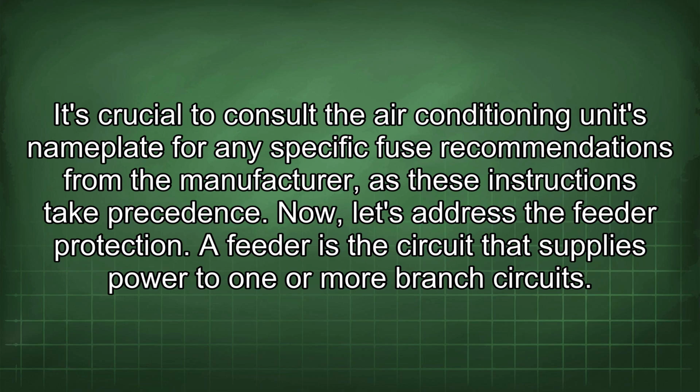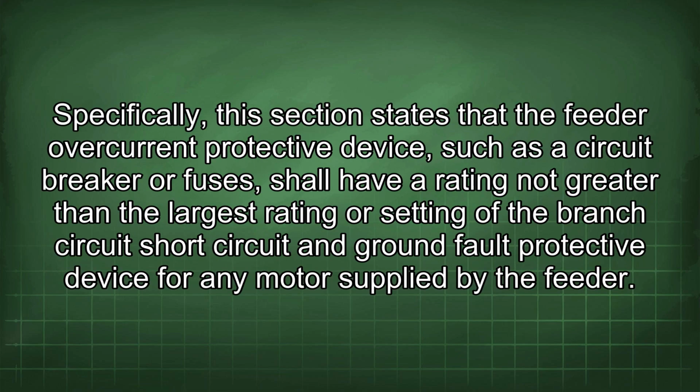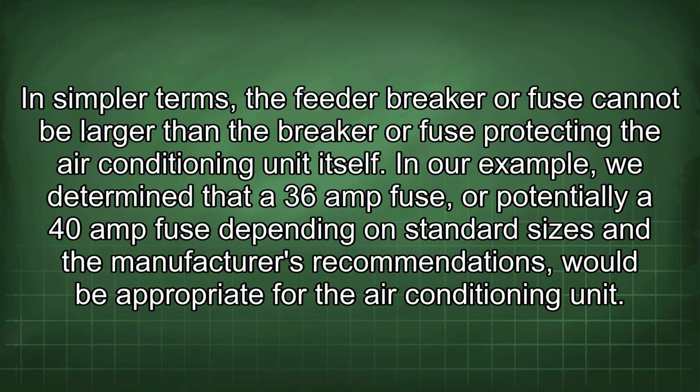Now let's address the feeder protection. A feeder is the circuit that supplies power to one or more branch circuits. In our scenario, the branch circuit serves the air conditioning unit. NEC section 430.62 dictates the requirements for the protective device for the feeder. Specifically, the section states that the feeder overcurrent protective device, such as a circuit breaker or fuses, shall have a rating not greater than the largest rating or setting of the branch circuit, short circuit, and ground fault protective device for any motor supplied by the feeder.